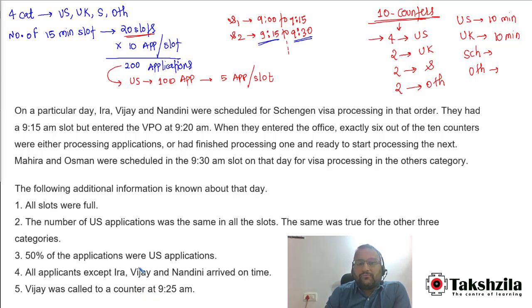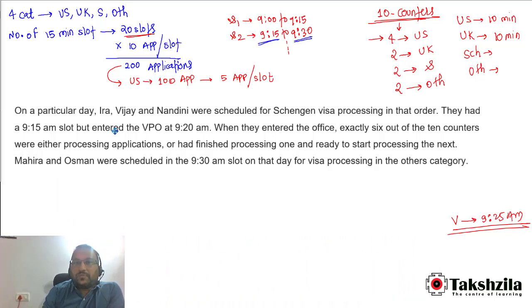So over here we are done with this fourth paragraph. The third paragraph is remaining. One piece of data we need to mention over here from the fourth paragraph is that Vijay is called to a counter at 9:25 AM. I will mention that over here. Vijay called at 9:25 AM. The rest of the data is clear to us. So now let me delete the last paragraph.